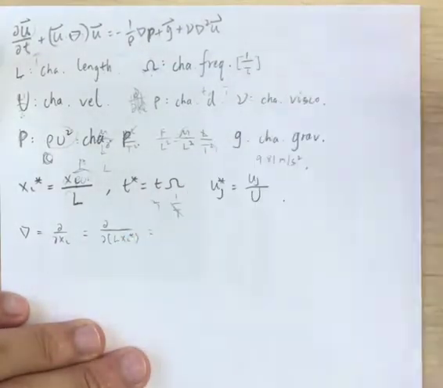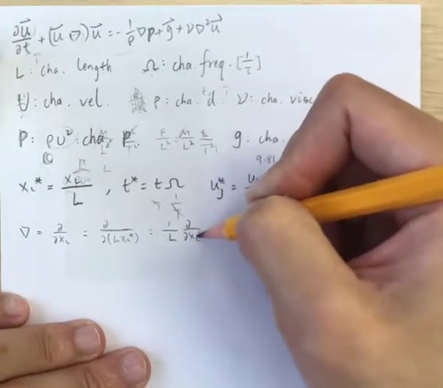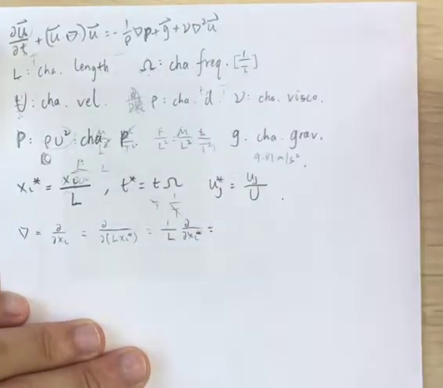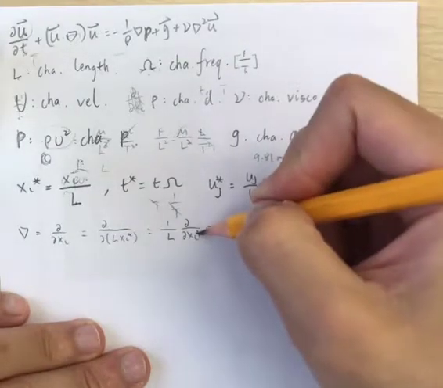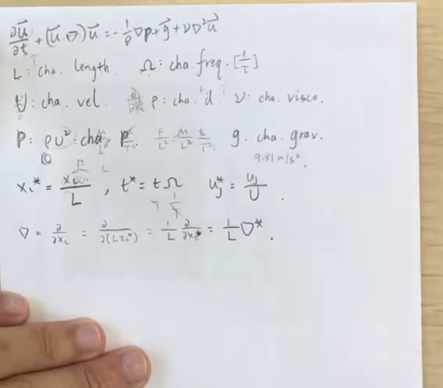So we can substitute xi by L times xi star. And the 1 over L is a constant, we can pull it out. What we are left with is this thing. But what is this thing? This thing is what we need, right? It's the non-dimensional nabla.